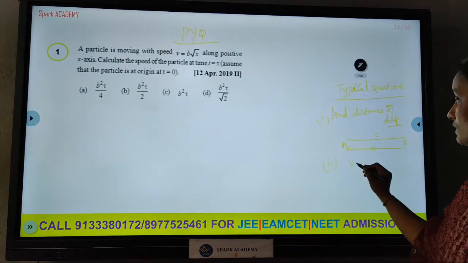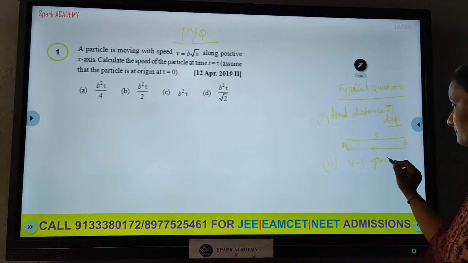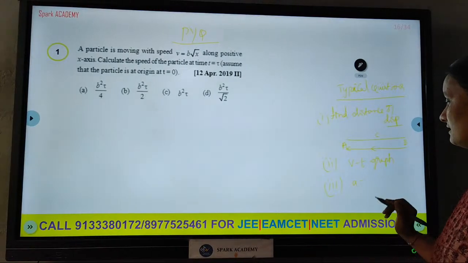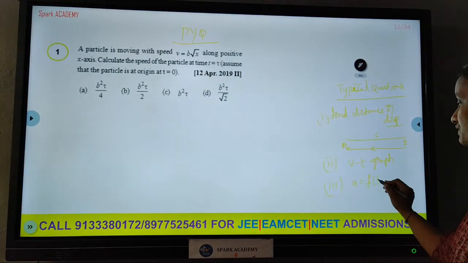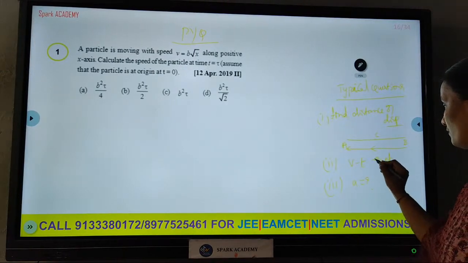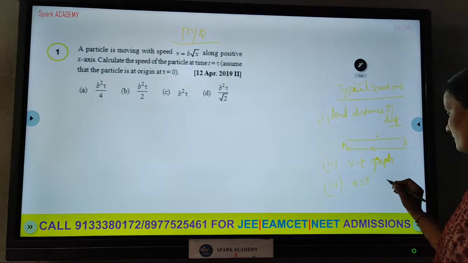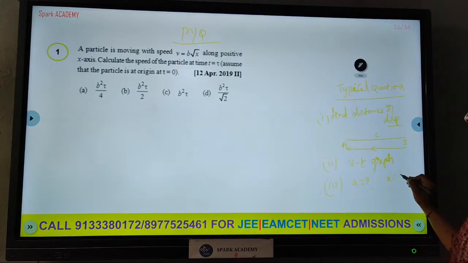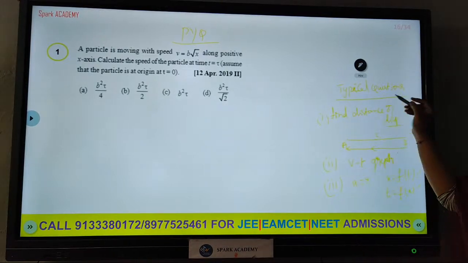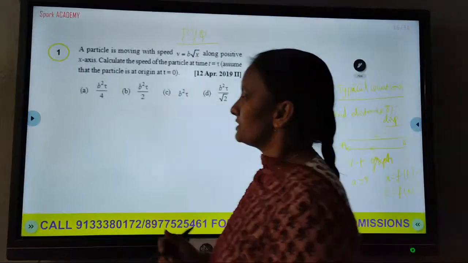And velocity-time graph questions. And third, find the acceleration. How to find acceleration when position is given as a function of time, or time is given as a function of x. Here we follow the calculus method. So these three you need to follow for your final exams.